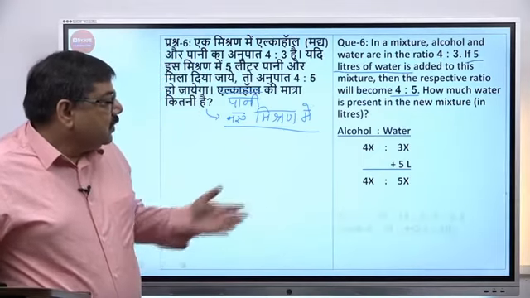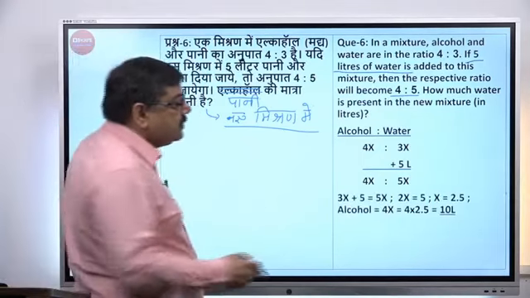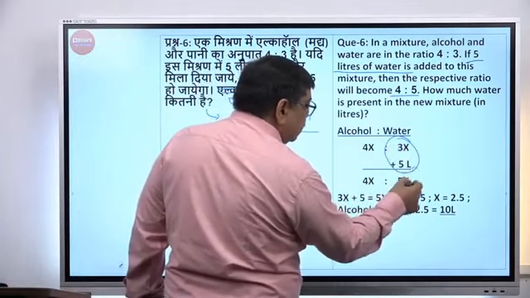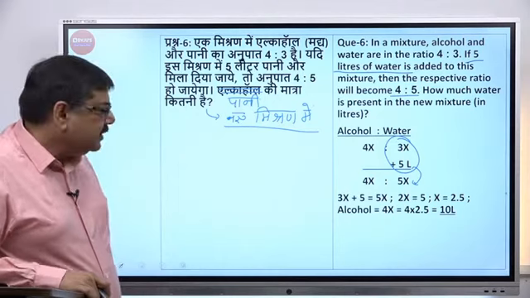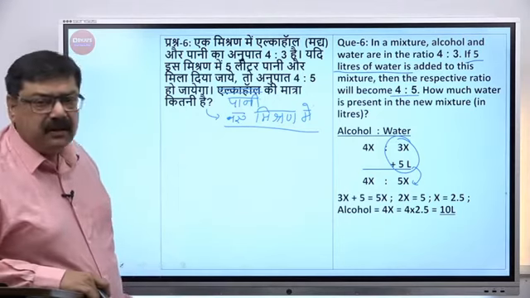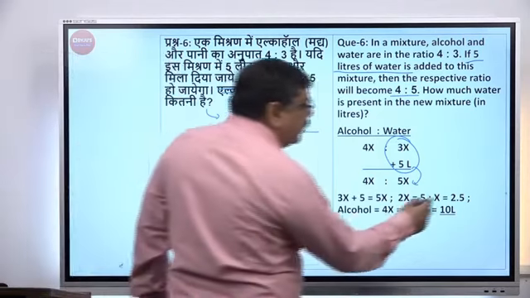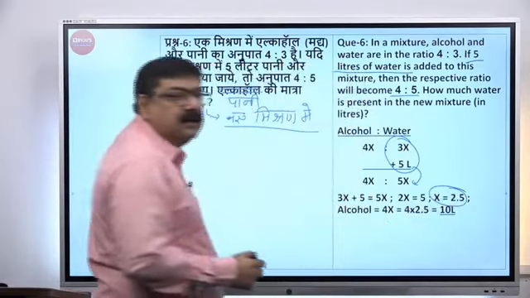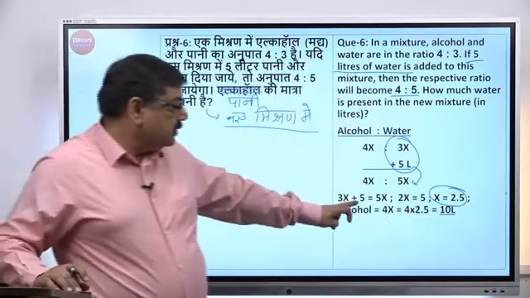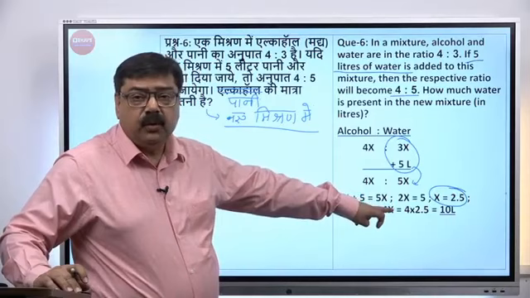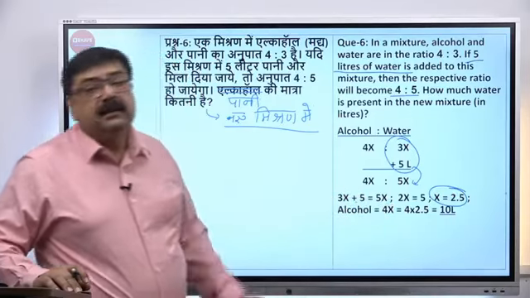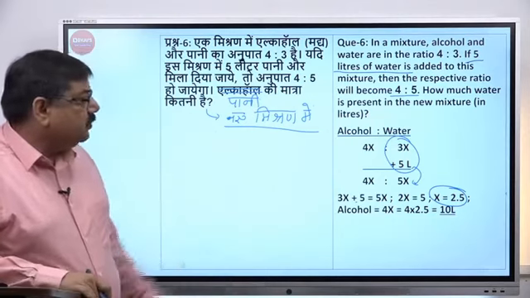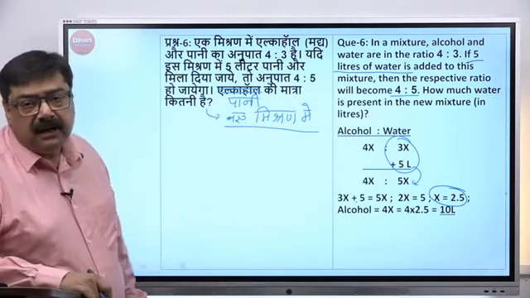So hence simply what you have here is 3x plus 5L, that is 5 liters is 5, so that is equal to 5x. So you find out the value of x as 5/2. ठीक, ये 3x इधर गया, 2x बना, तो x क्या आ गया, 5/2, 2.5, 2.5. So what you have to do is just multiply 2.5.